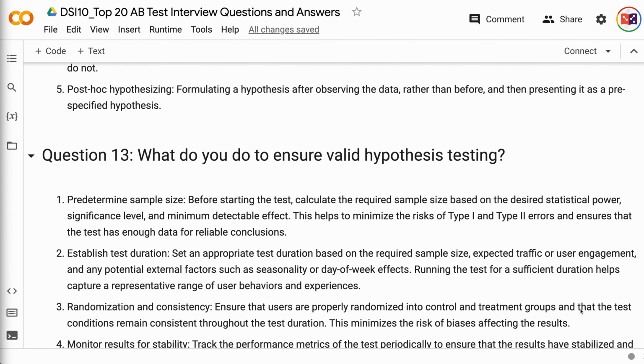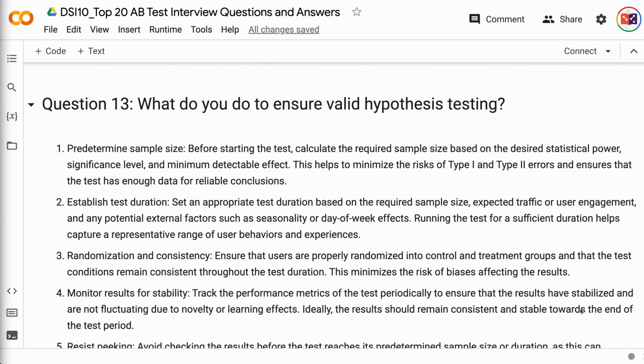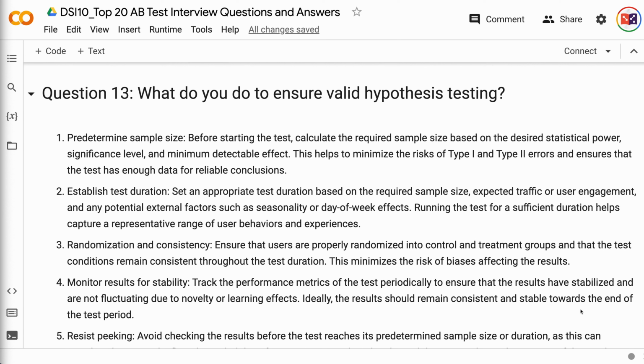Question 13. What do you do to ensure valid hypothesis testing? 1. Predetermine sample size. Before starting the test, calculate the required sample size based on the desired statistical power, significance level, and minimum detectable effect.